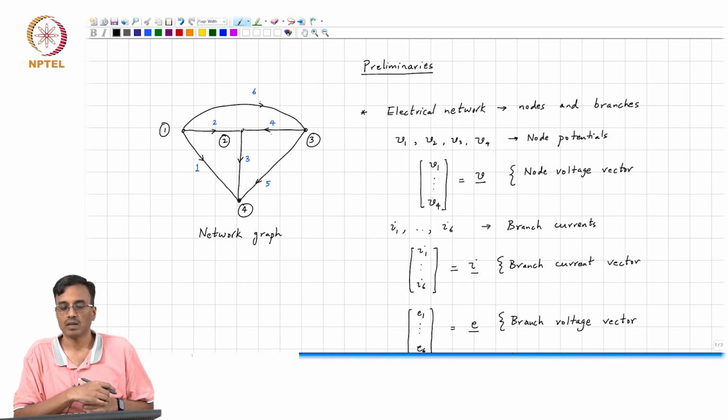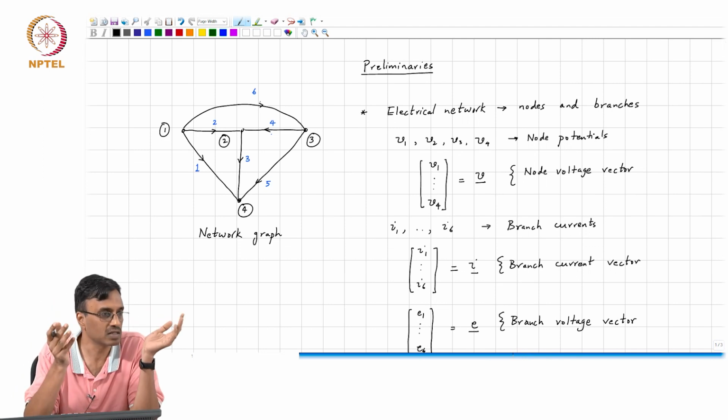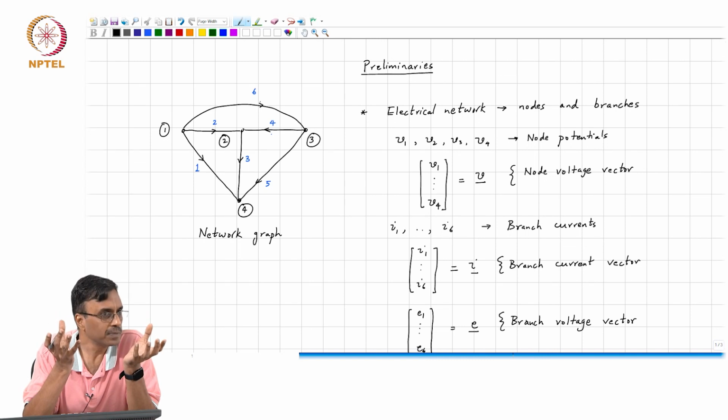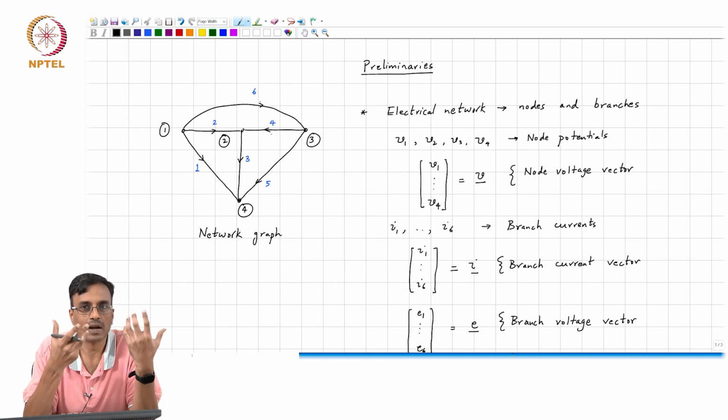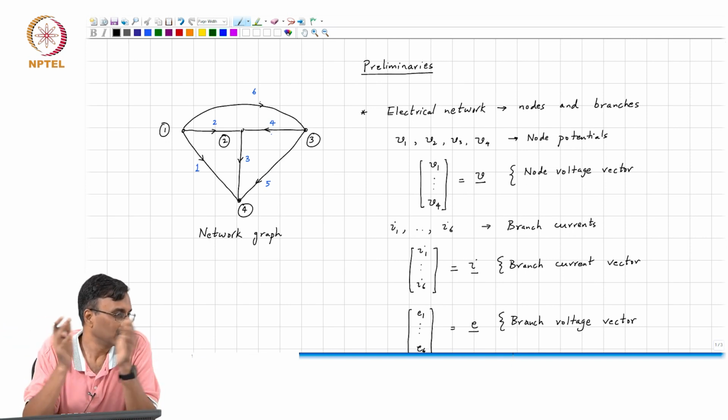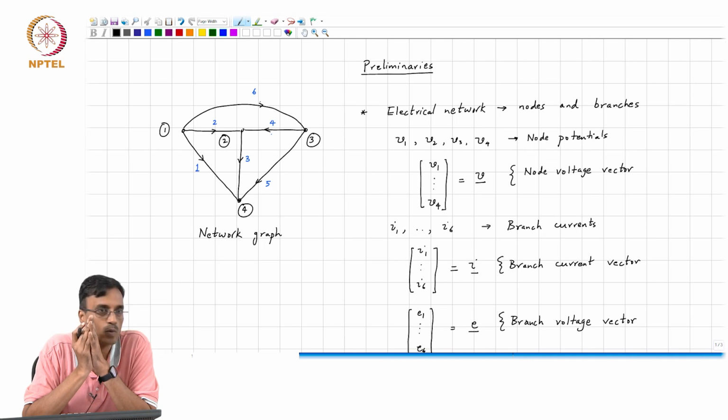And what is the job of network analysis? We have seen this in the past. Well, the assumption is that you know the branch IV characteristics. So, you know how the current through a branch is related to the voltage across a branch, and what you would like to do is to solve the network, namely given the branch relationships, when you connect the branches in this fashion, what are the actual branch currents and branch voltages that result, right? And what are the cornerstones with which you can solve the network? The well known Kirchhoff's current and voltage laws, right?